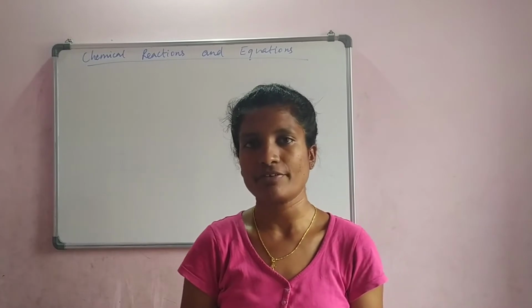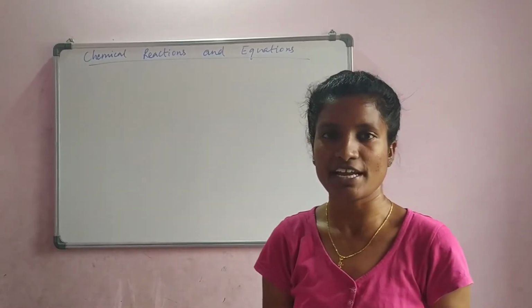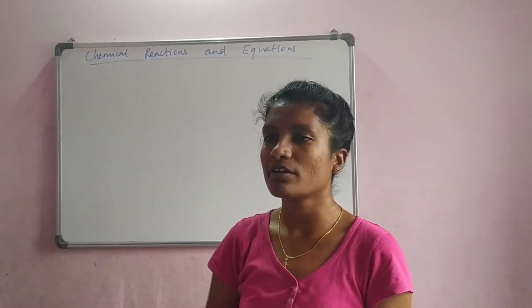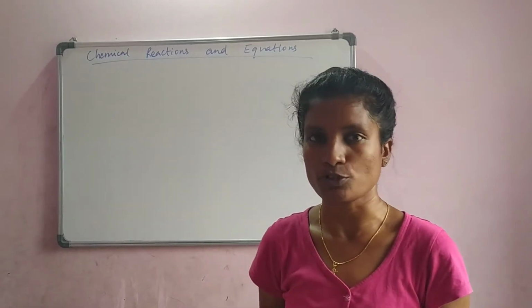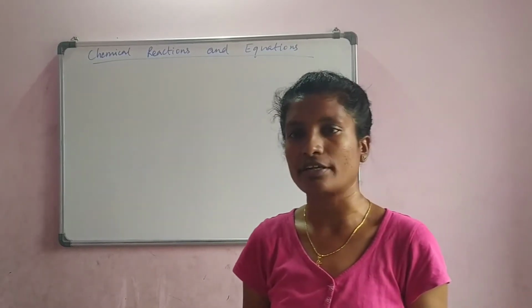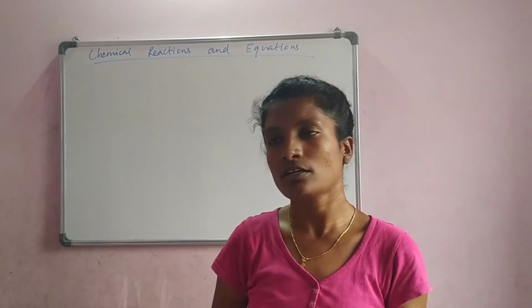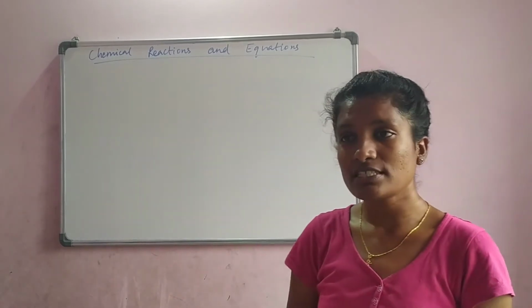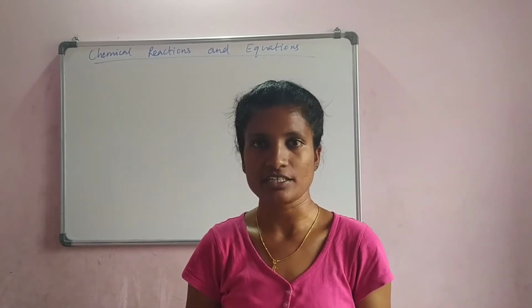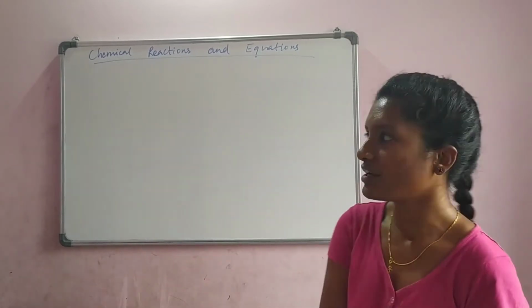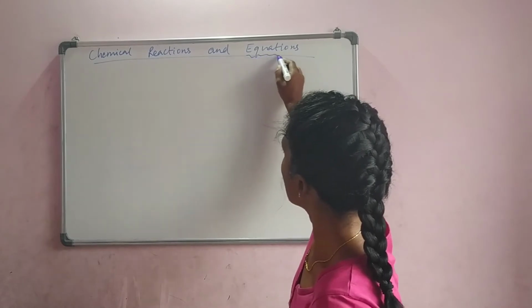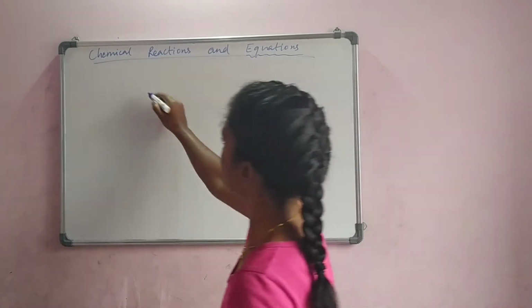In the previous session we studied what a chemical reaction is, and the different characteristics a chemical reaction possesses, that is change in color, temperature, formation of precipitate, change in state, and so on. And we have seen some activities to prove those characteristics. So now let us move further to understand the term chemical equation.